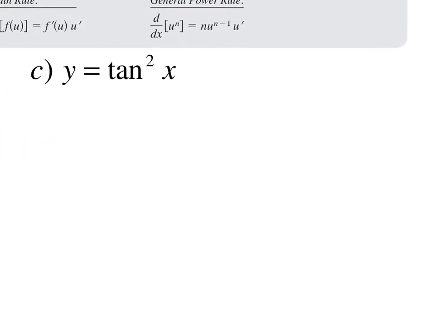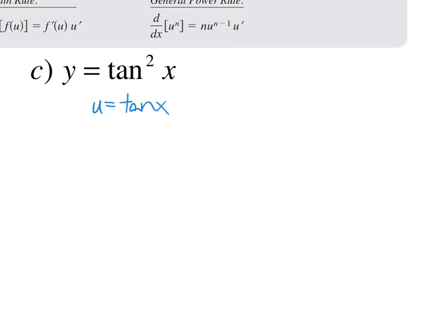Now, I want us to try one a little bit. I want to show you one here where I'm not writing out everything. But we should identify at least what's the u here? Tan x. u is tangent of x, right?